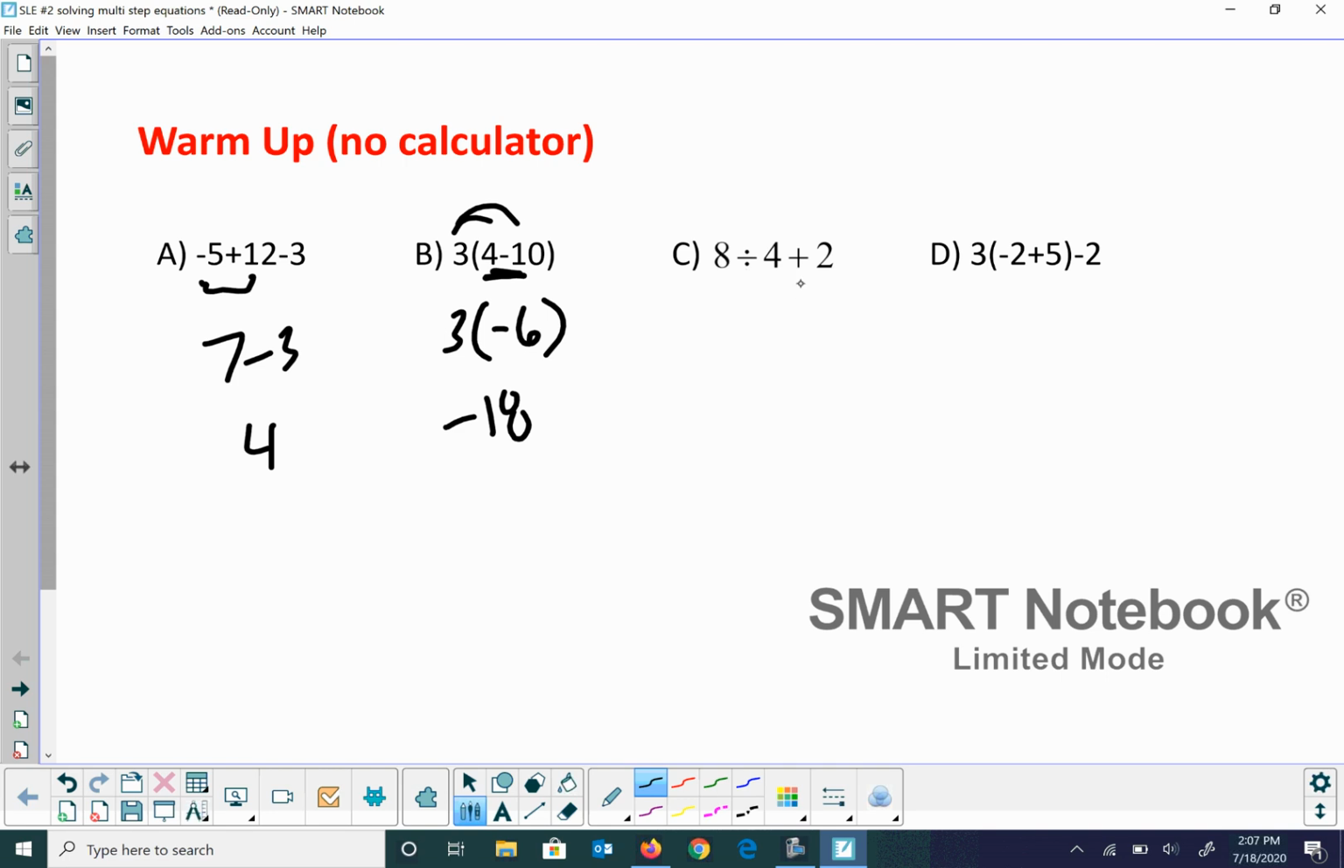Okay, letter C. Remember, division is a higher power than, or higher order than addition. So I'm going to go 8 divided by 4, so 4 goes in 8 twice, so then I get 2 plus 2, that 2 comes down, and it gives me 4.